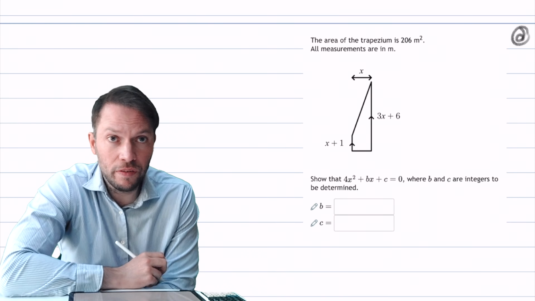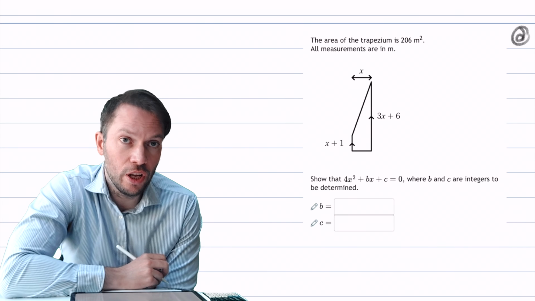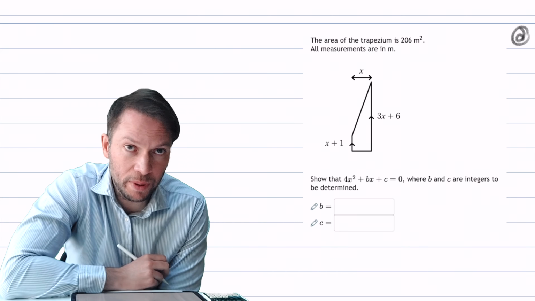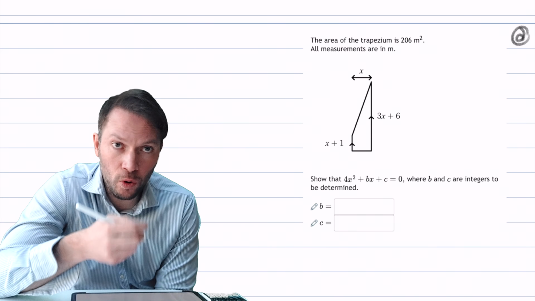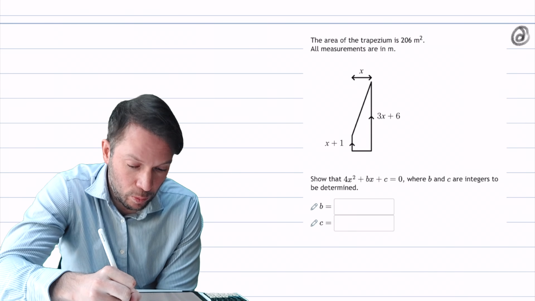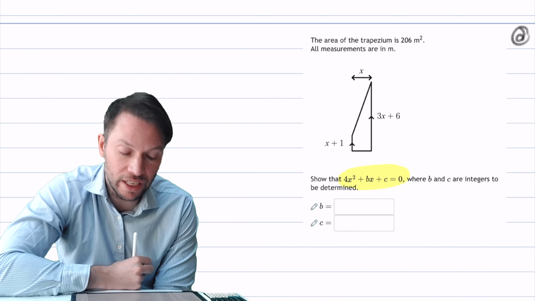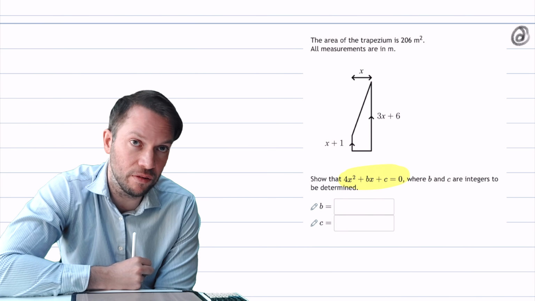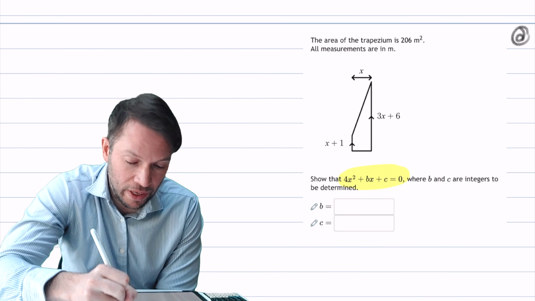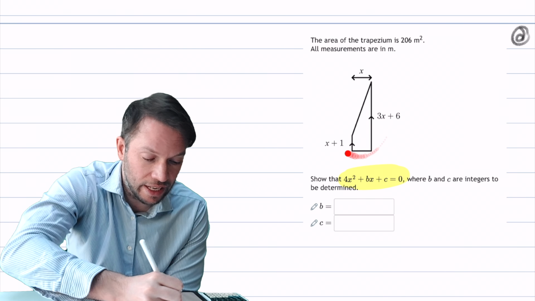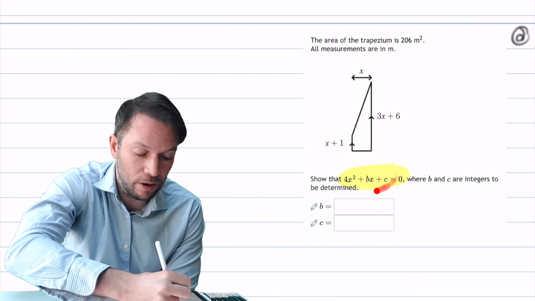In this video, we're going to form a quadratic equation using the area of a trapezium. And by the way, to form an equation is not the same as solving. We want to show that using the information in the question, we can somehow get this equation here, 4x squared plus something x plus something equals 0. It doesn't mean to solve it, it means to use this information here with the area of the trapezium to somehow get that equation.